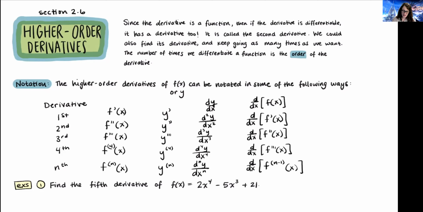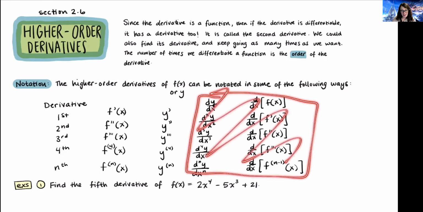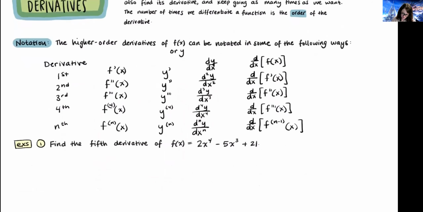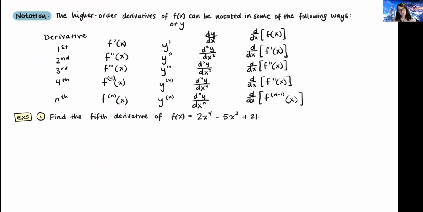Okay, so we aren't going to really need to use this too much. We want to be familiar more with these ways of notating, but just in case you see this in the future, it does mean the same thing. So let us find the fifth derivative of the function 2x to the fourth minus 5x cubed plus 21.